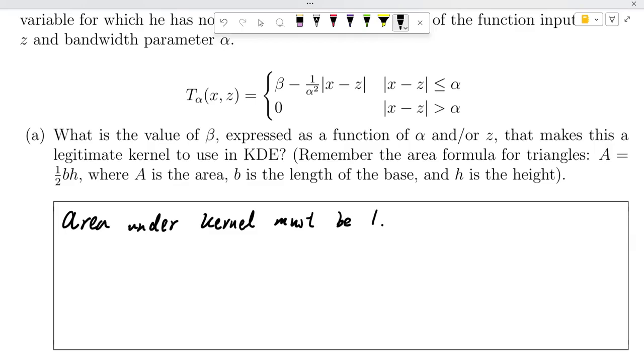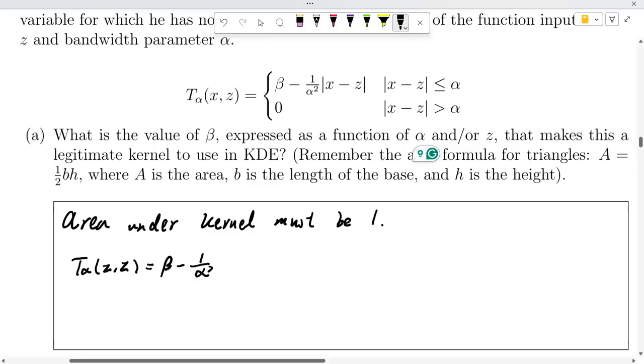So with that being said, now, what's the area under kernel for this? Well, we know that it's a triangle, right? And we also know that this triangle seems the highest when you minimize this subtracted term, which the smallest it can be is 0. So for example, T alpha of z comma z is equal to beta minus 1 over alpha squared times z minus z, which is equal to beta. And that's the highest point of the triangle. Meanwhile, the lowest point will be when we're at the edge of the triangle.